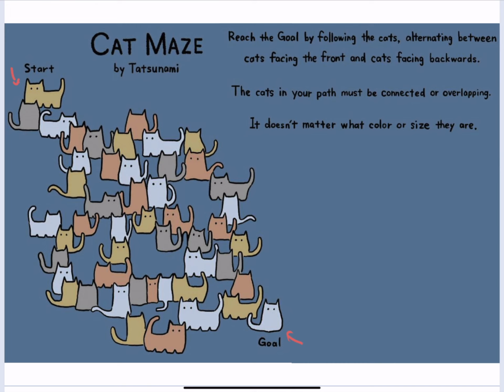The rules are, you see that some of the cats are facing forward because they have eyes, and some aren't because they don't have eyes. So you can go from forward to back to forward to back to forward to back, and you want to hop on these cats from start to finish. So at the beginning, you can go like this and like that. That seems to be your only choice. I'll give you a little bit of time to stare at it, see if you can solve it.